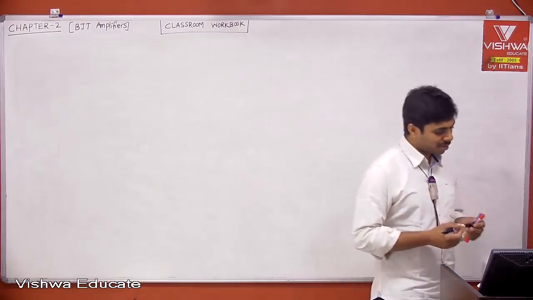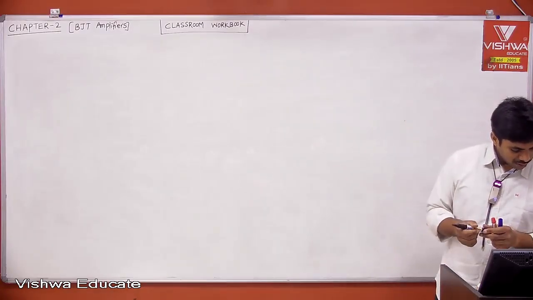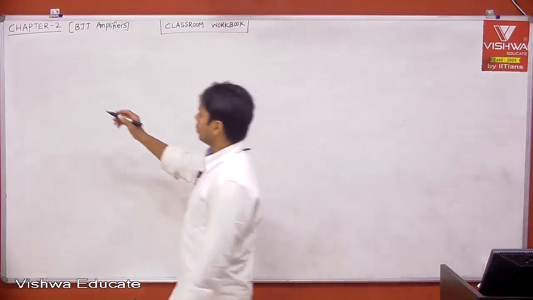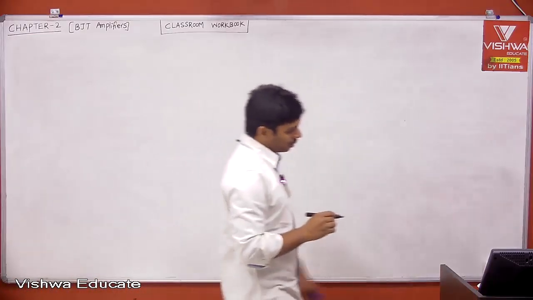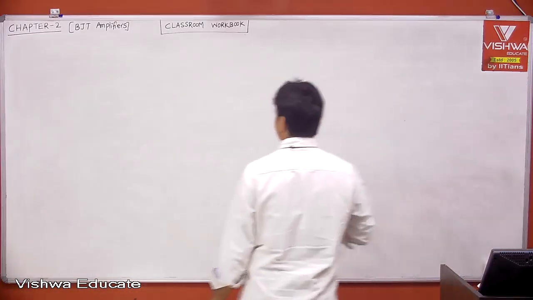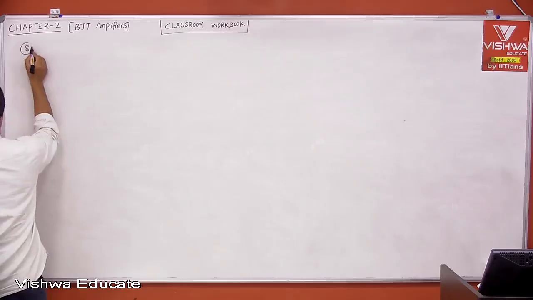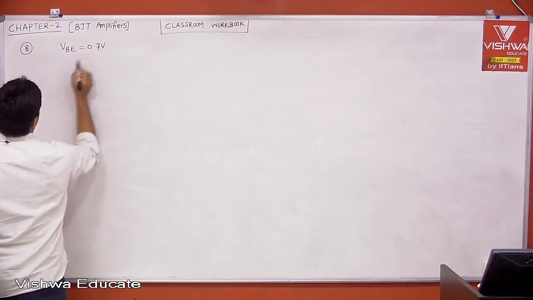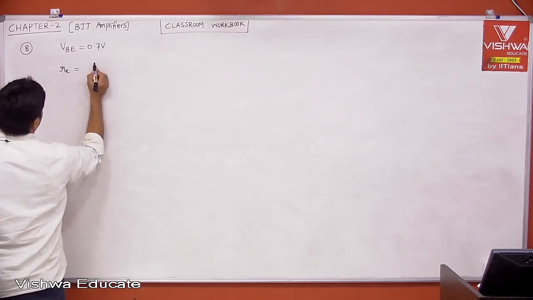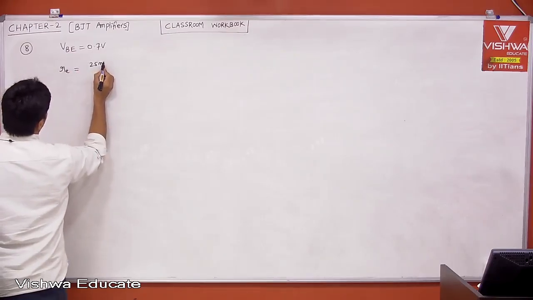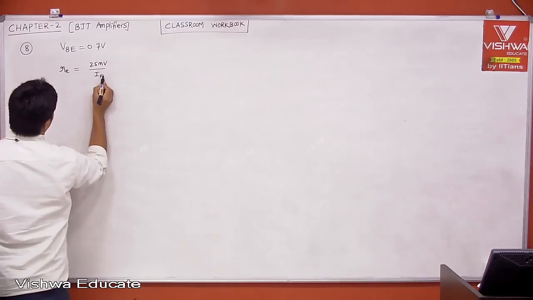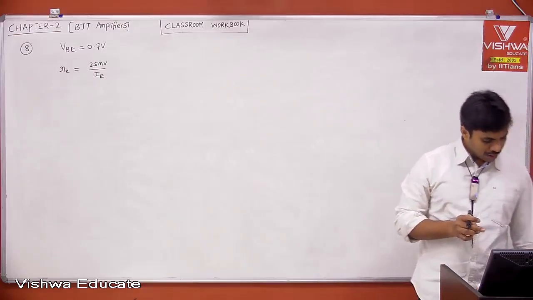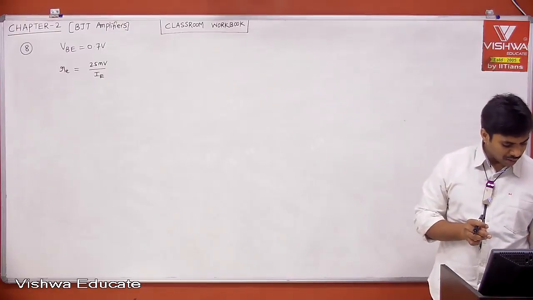Yes. Take this problem. The problem is, in the following transistor circuit, VBE is equal to 0.7 volt. Problem number 8. VBE is equal to 0.7 and RE is equal to 25 millivolt divided by IE. Something is given. Let's see. RE is equal to 25 millivolt divided by IE, and beta and all capacitances are very large.